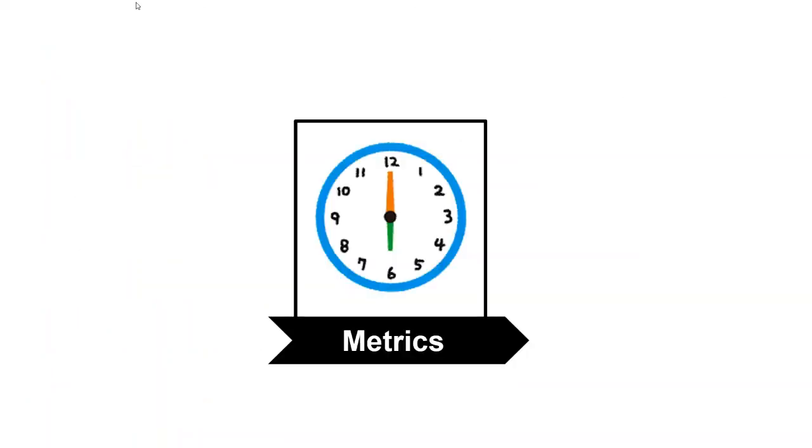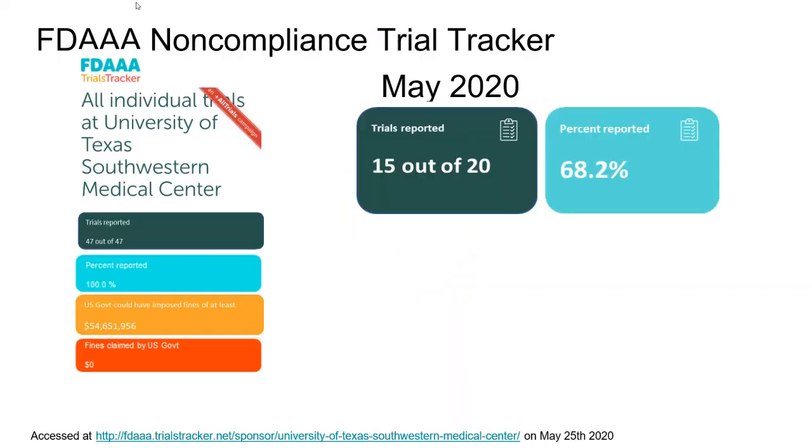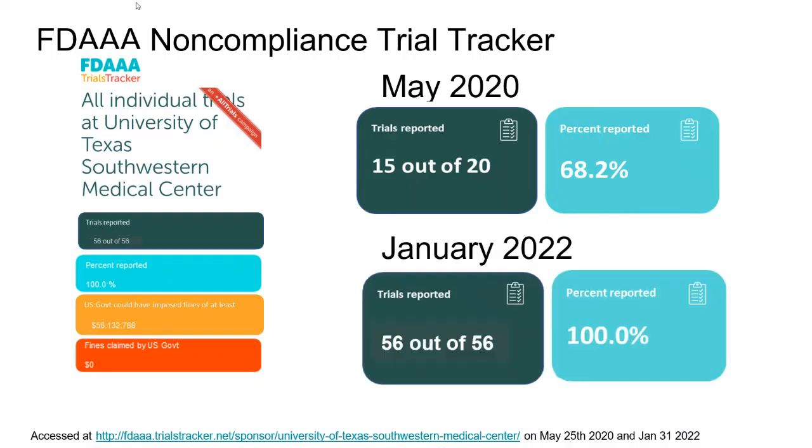Now let's quickly review the metrics. According to the FDAAA Non-Compliance Trial Tracker website, for UT Southwestern as a whole, our compliance rate was 68.2% in 2020. UT Southwestern leadership was obviously very concerned at that time. With everyone's efforts, we were able to achieve 100% compliance since January 2021, and we are going strong. We have been keeping 100% compliance since then.